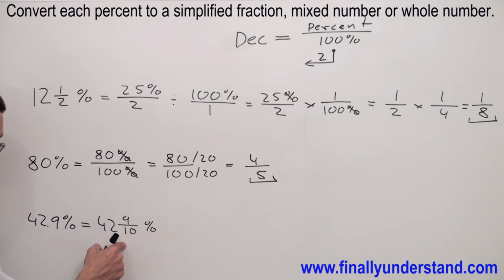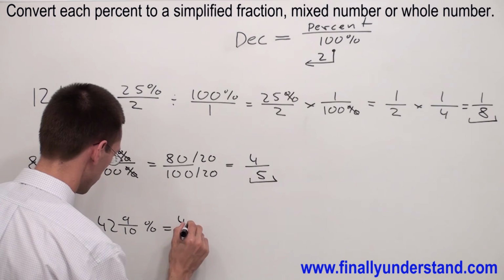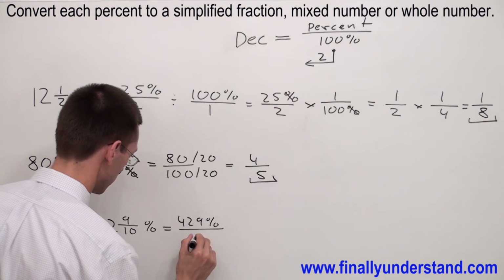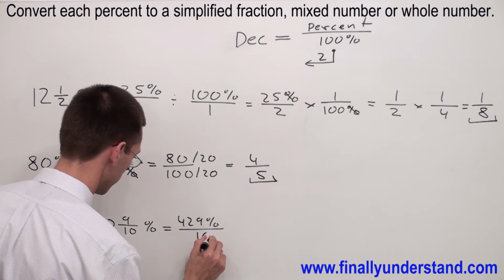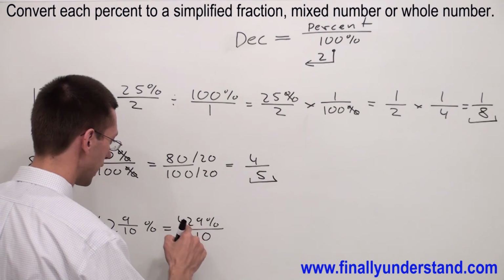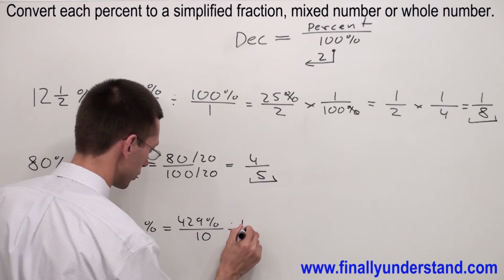I cannot reduce this fraction, so I simply multiply 42 times 10. 42 times 10 is equal to 420, plus 9 is equivalent to 429% over 10. Okay, we said we have to divide that fraction by 100%.